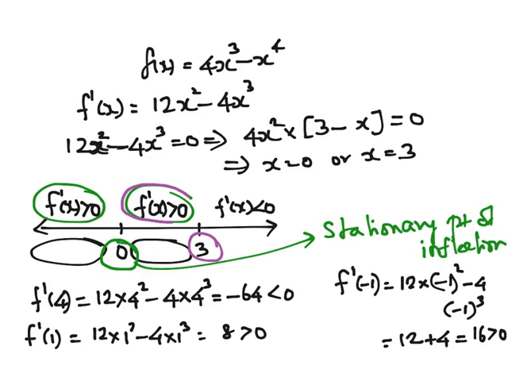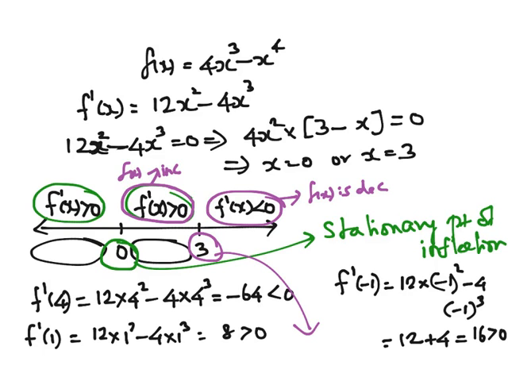Okay, now this 3 that you see here, it will give us a local maximum value, because before 3 the first derivative is positive. That means f of x is increasing, and after 3 f dash of x is negative. That means f of x is decreasing, right? That means this 3 will give us local maxima. Okay, so this particular function has two stationary points, 0 and 3. One of them gives us a stationary point of inflection and the other one gives us a local maxima.